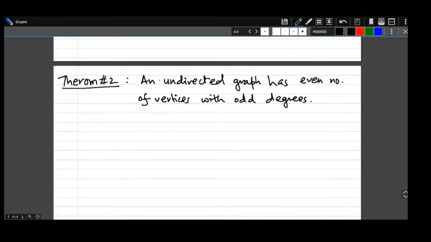We say that an undirected graph has an even number of vertices with odd degrees. We know that the number of edges is half the sum of degrees, so the sum of degrees is the summation over small v in the set of vertices of the degree of small v. Good. Now let us split this into two.